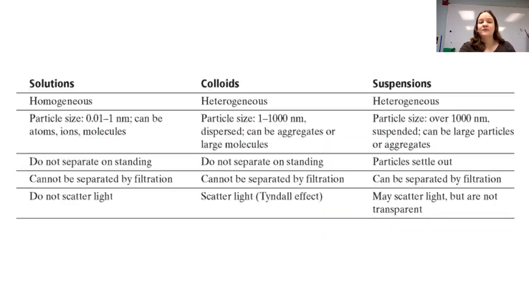Okay. This chart is just showing the difference between the three types of mixtures: solutions, colloids, and suspensions. Solutions, you can see, are the only ones that are homogeneous mixtures. The other two are heterogeneous. Okay. So solutions have the smallest particles, colloids are intermediate, suspensions are the largest.